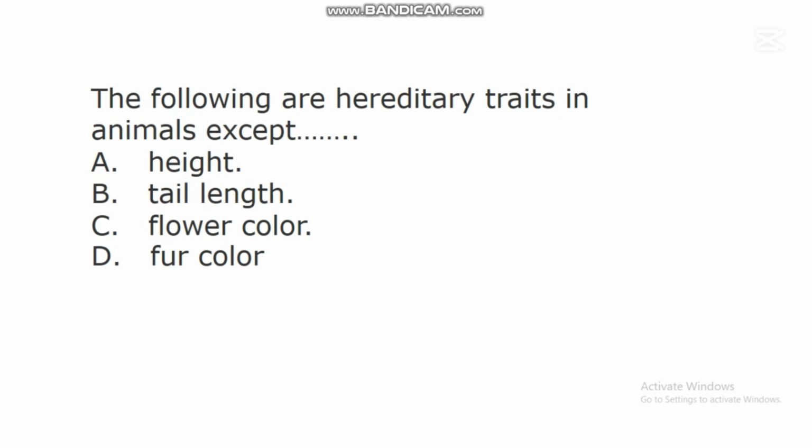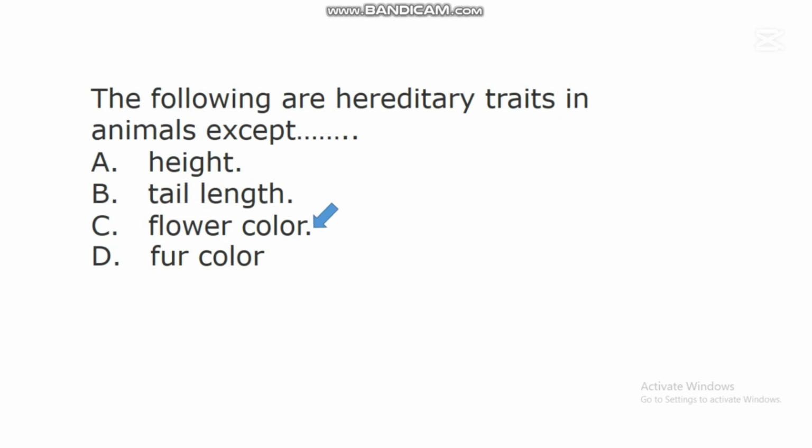The next question says, the following are hereditary traits in animals except dash. A. Height. B. Tail length. C. Flower color. D. Fur color. In this question, the correct answer is C.